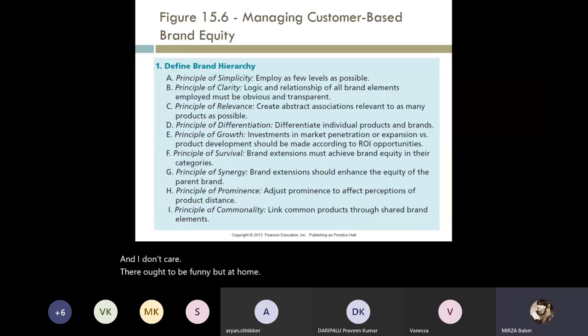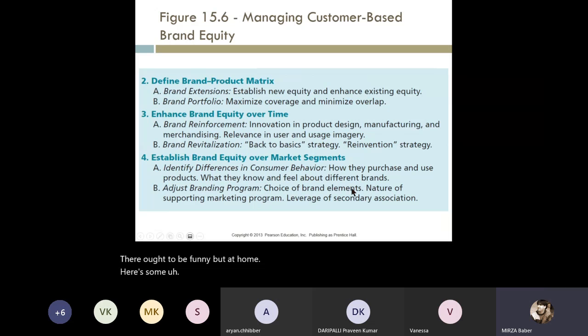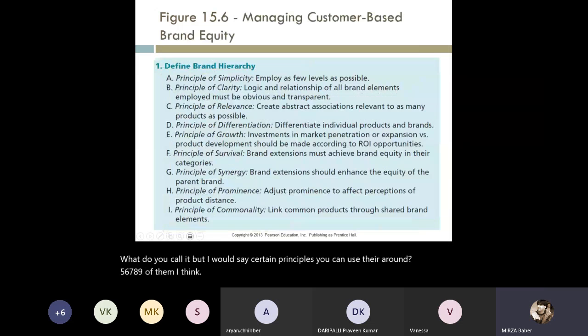Here are certain principles you can use. There are around, how many are there? 5, 6, 7, 8, 9 of them, I think. They're basically a similar definition we probably studied before, or repetition. This could be used for recommendations. I highly say that you use this for recommendation.